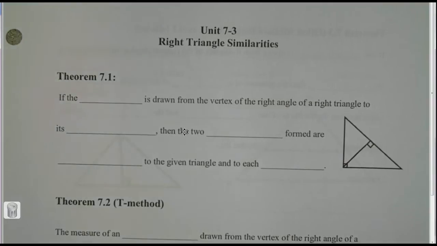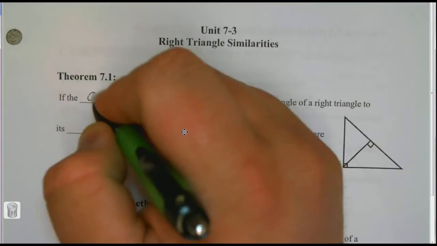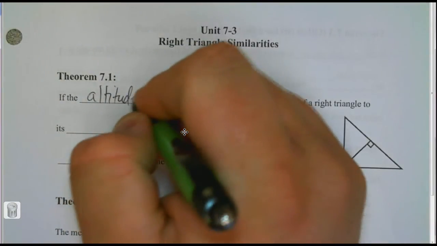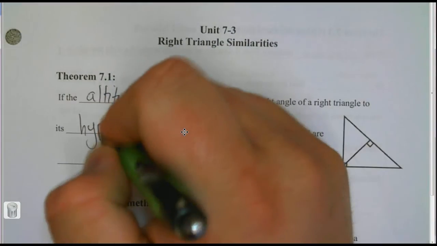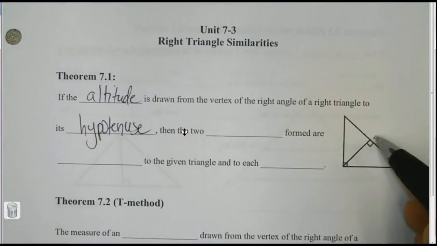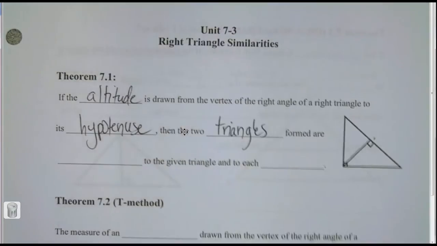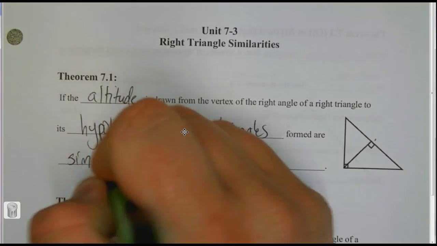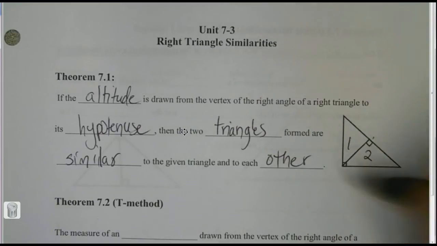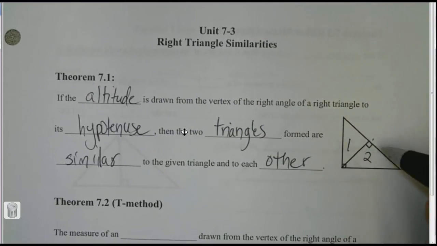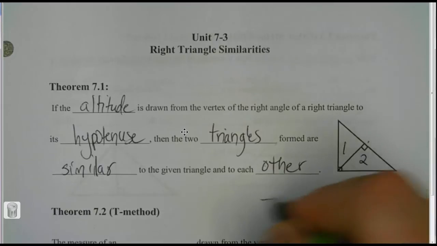Okay, so this line right here in a right triangle is called the altitude. And if this line, the altitude, is drawn from the vertex of a right angle to its hypotenuse, so if we draw this line from here, then the two triangles formed are similar to the given triangle and to each other. So if there's 3 triangles in this picture, so triangle 1, triangle 2, and then the big triangle is triangle 3, 1 and 2 are similar, and 1 and 2 are also similar to the big one. So if that's the case, then we can use this information.